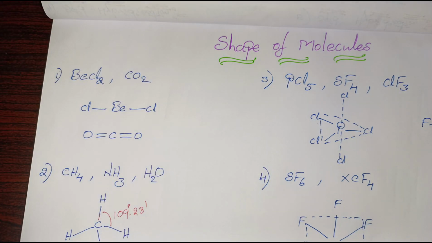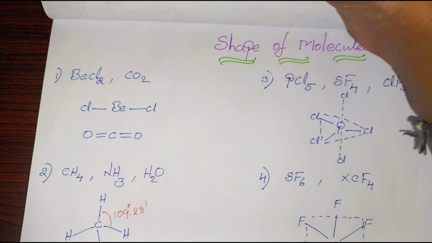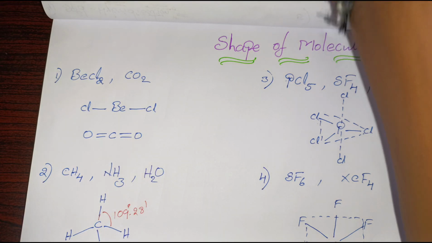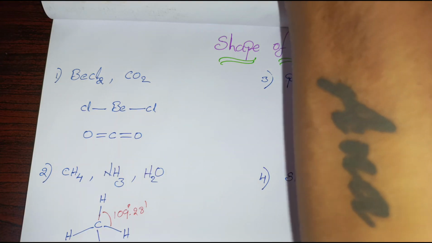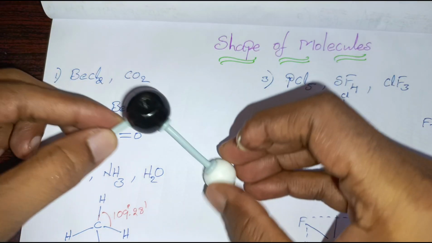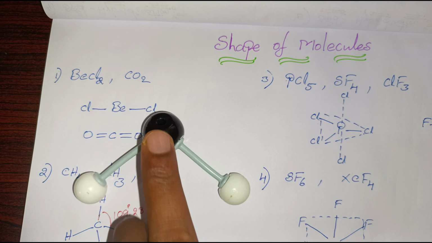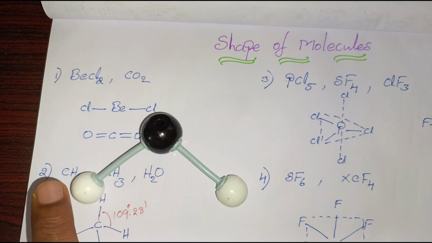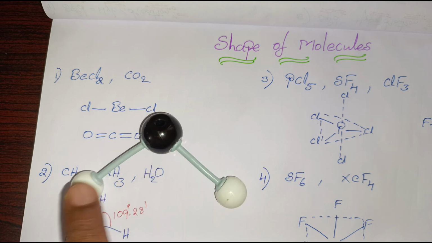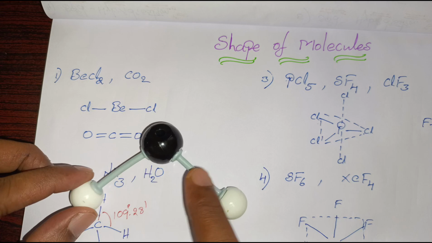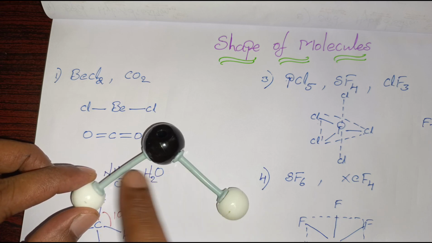The next molecule is H2O. The shape of H2O is an angular arrangement. H2O exists in an angular arrangement. This is the shape of H2O. Here the oxygen, hydrogen, hydrogen. H2O exists with an angular arrangement. The bond angle here is 104.